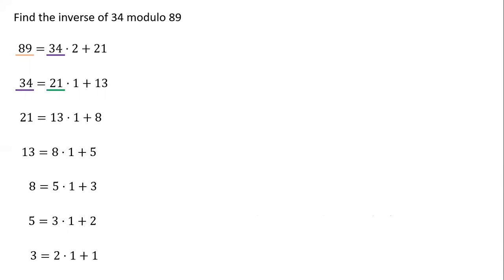The second line from the top will provide me a way to write 1 as a linear combination of 34s and 21s. Complete my underlining for the rest. Now, that last equation there gives me my start. I can write 1 as a linear combination of 3s and 2s.